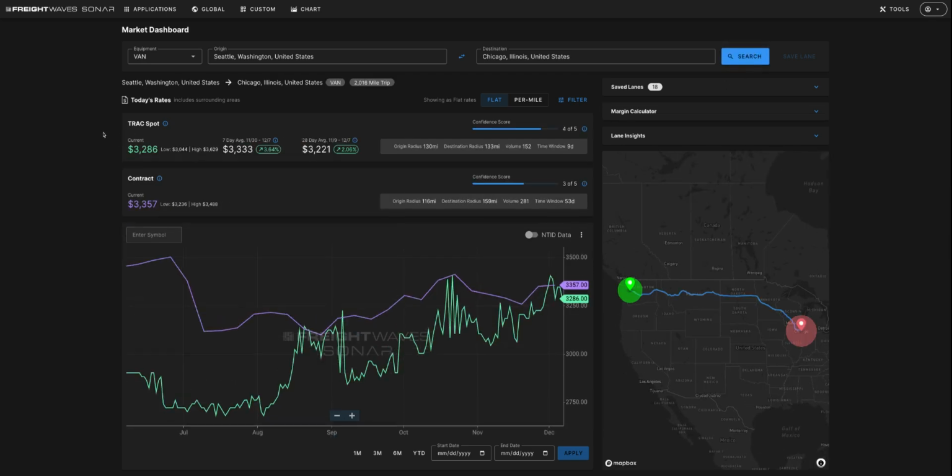It will populate our track spot rates and our contract rates, as well as some other insights that I'll go through. So after you search it, you can see the lane right here. You can see that equipment type, and then you can see the miles that we are calculating.